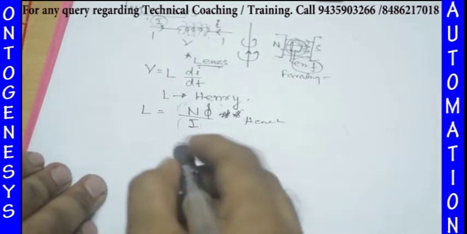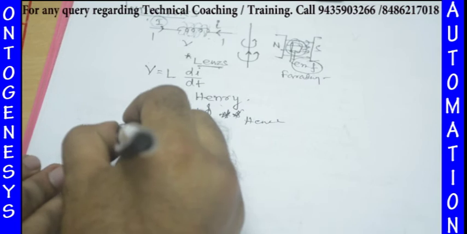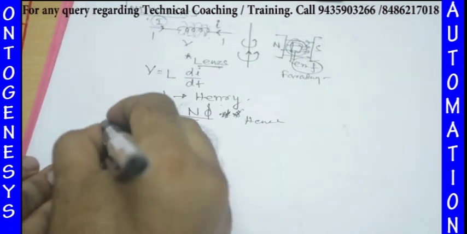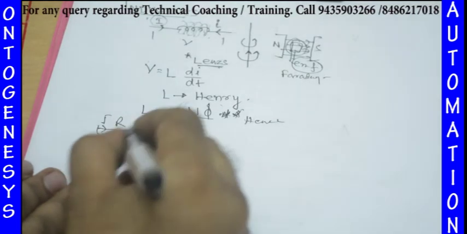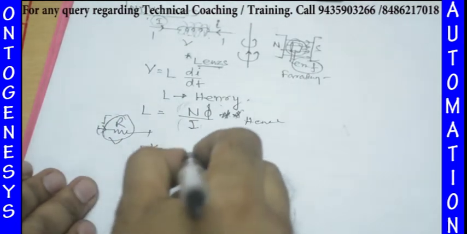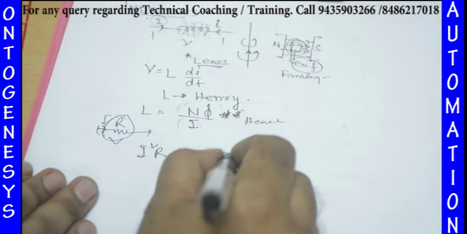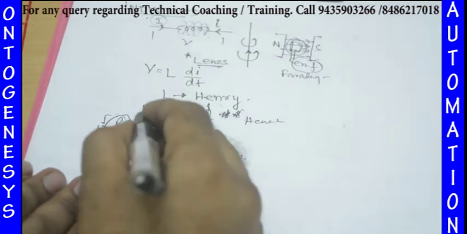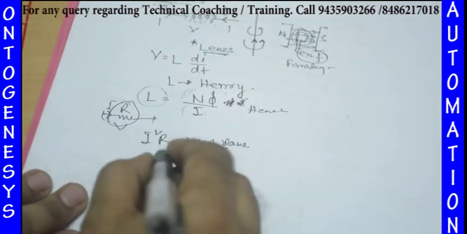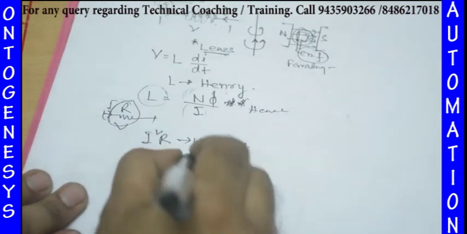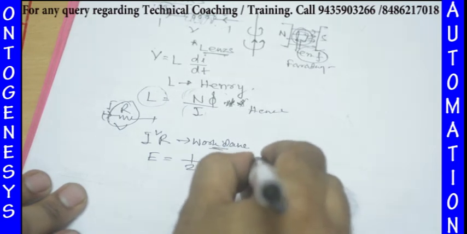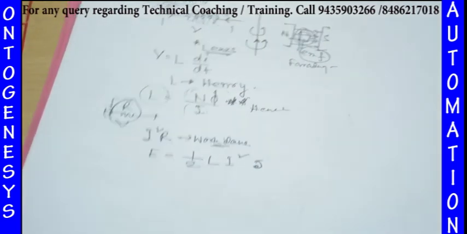Now in the case of resistance, when we apply voltage, current I flows through R and produces heat I square R. This is the work done or heat released. In the case of an inductor, it stores energy. The energy stored is given by E is equal to half L I square. This much joule is stored in the inductor.